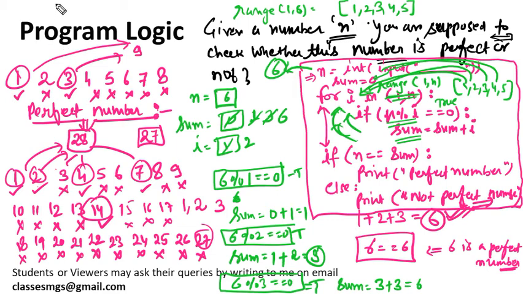So is 6 % 4 equal to 0 or not? No, it is not divisible, so it is false, nothing will happen.